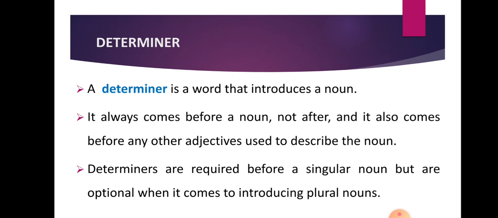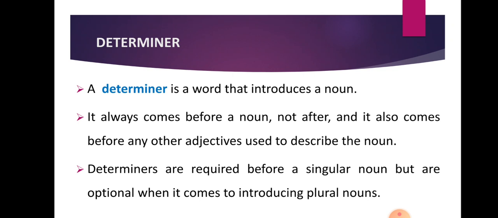What is a determiner? A determiner is a word that introduces a noun. A determiner identifies whether the noun or noun phrase is general or specific. It always comes before a noun, not after the noun, right? And it also comes before any other adjectives used to describe the noun. Determiners are required before a singular noun, but are optional when it comes to introducing plural nouns.